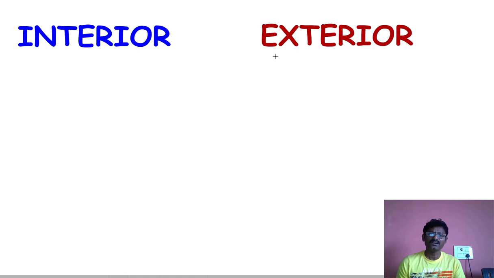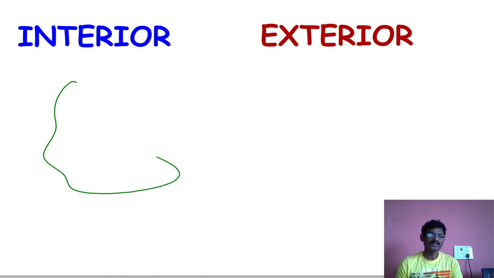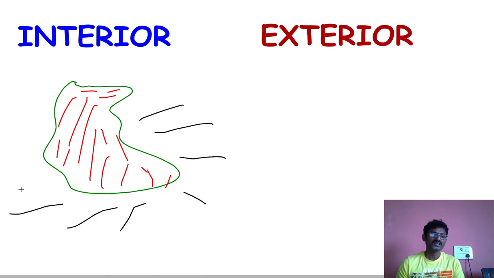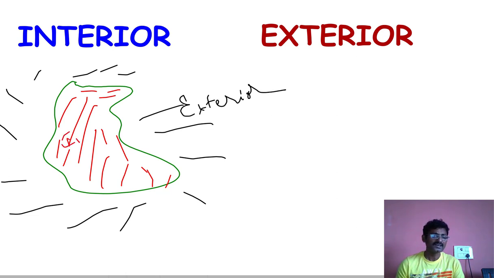Now, interior and exterior part of a closed diagram. Suppose if I take a closed diagram like this, interior means inside part. That means this is the inside part, inside area of this diagram. This is said to be interior. Now, exterior means outside this diagram. This is what we say exterior. And this is interior. Inside part. Interior means inside. Exterior means outside. That's it.